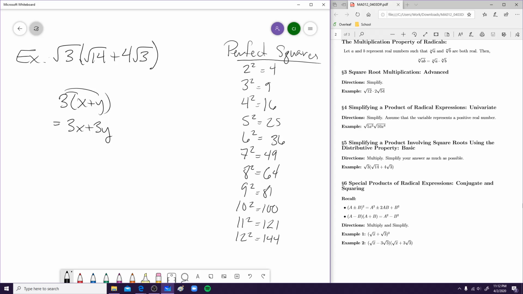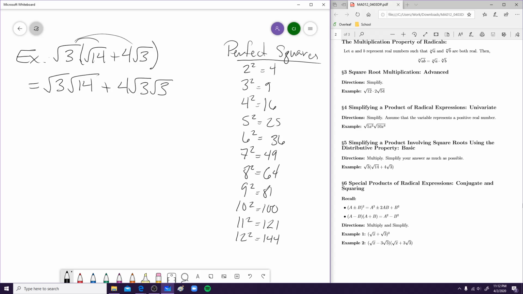Same exact process with square roots. So I would just multiply the square root of 3 times the square root of 14, and then 4 times the square root of 3 times the square root of 3. A little bit different notation, but same exact process. So let's go ahead and do it. The square root of 3 times the square root of 14, plus 4 times the square root of 3 times the square root of 3.